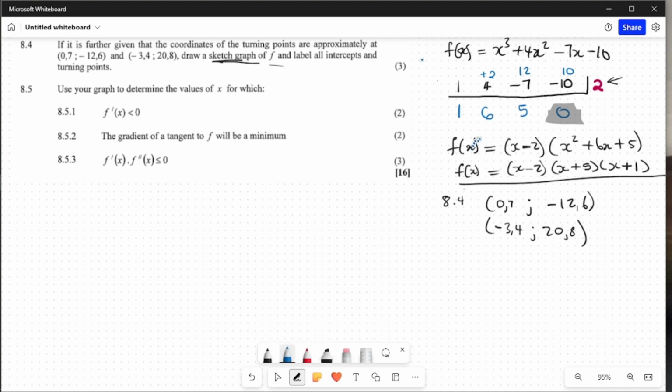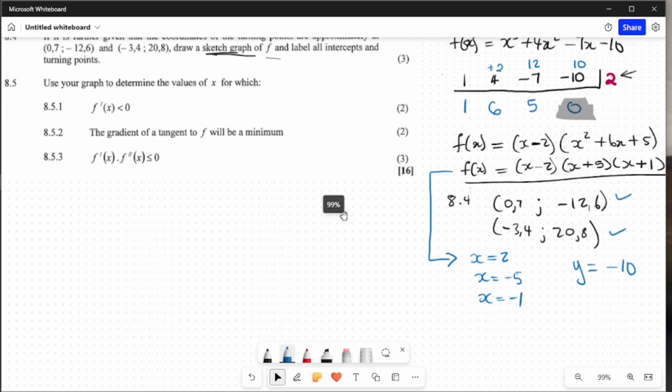Something we must take from our factorized equation, guys, okay? We must take note that when we have factorized there, our x-intercepts will be x is equal to 2, x is equal to -5, and x is equal to -1. Now it's like you are solving for x from that equation. And then remember, our y-intercept was -10, and then they gave us our turning points. So we basically have all the points that we need to plot to sketch the graph.